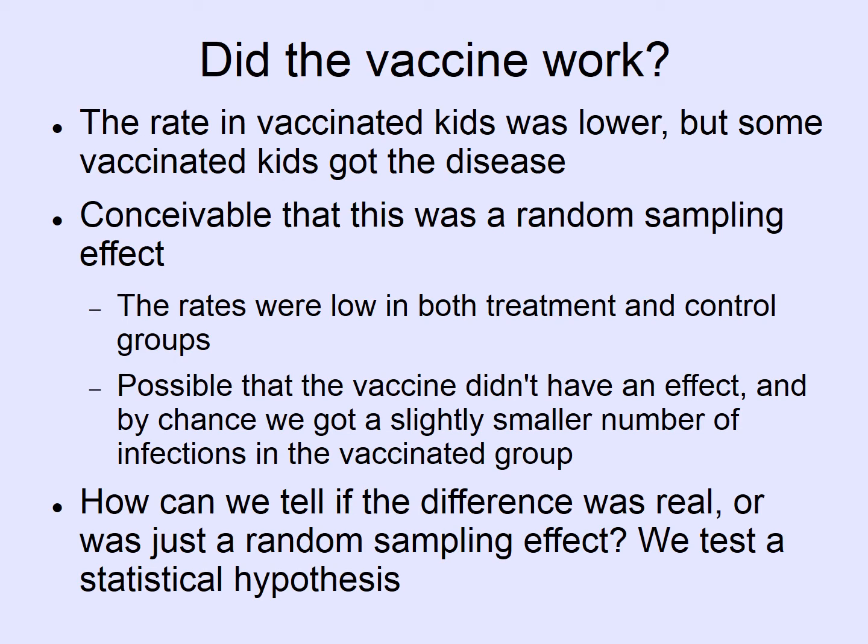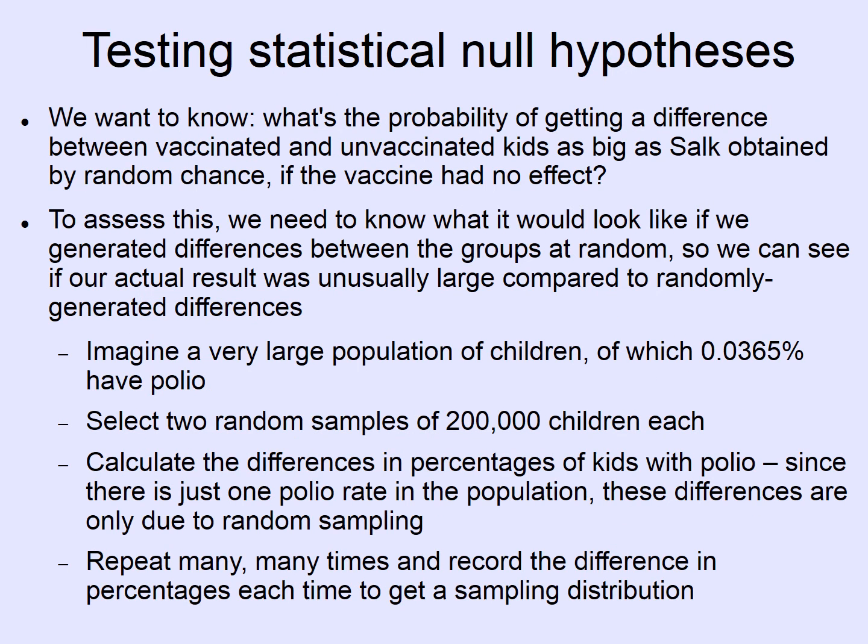So we're going to do hypothesis testing, and we're going to be testing our statistical null. What we're going to test is, if the vaccine had no effect, what's the probability that we got that difference that we saw between the vaccinated and unvaccinated kids? So we're going to create a sampling distribution, pretend.